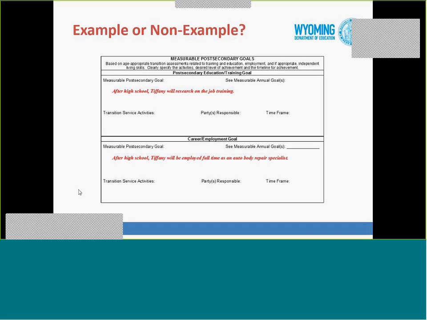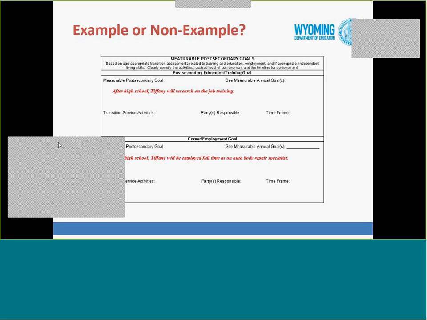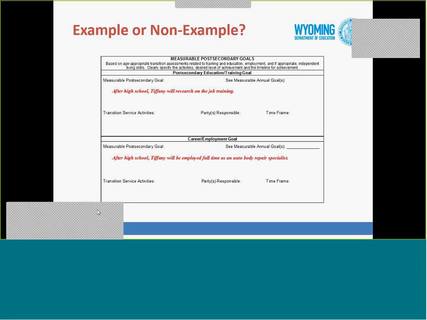Okay, so for these ones, we are looking at whether or not these are examples or non-examples. Anyone can shout out if you want to, otherwise I'll just go through it. The first one: after high school, Tiffany will research on-the-job training. Do you think that is an example or a non-example? A non-example, you're right.